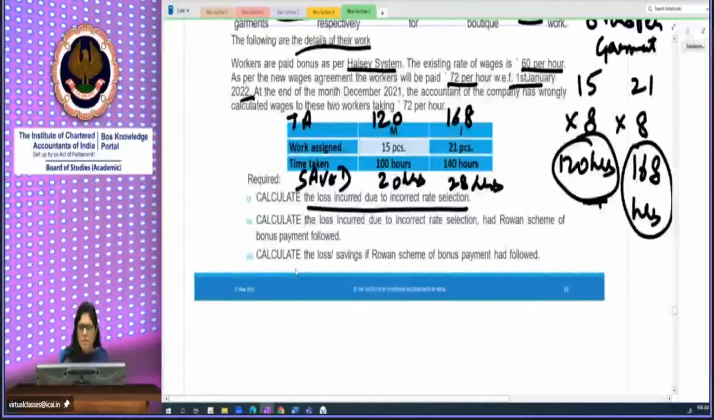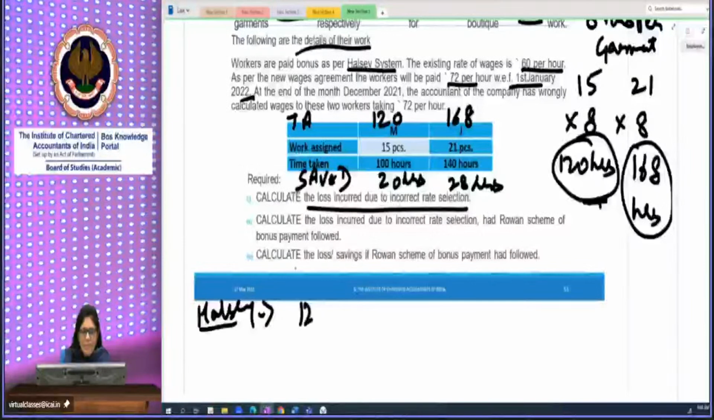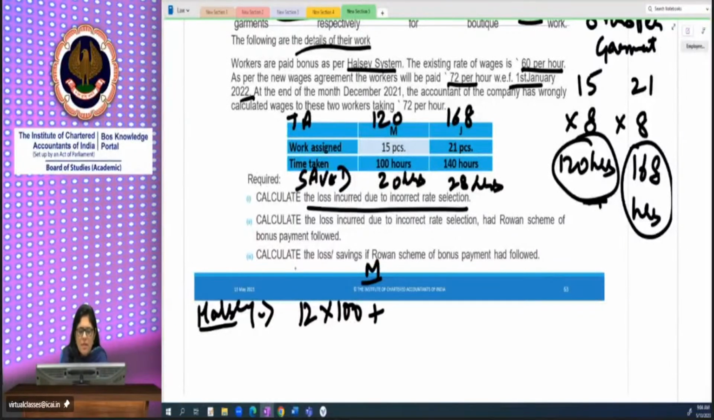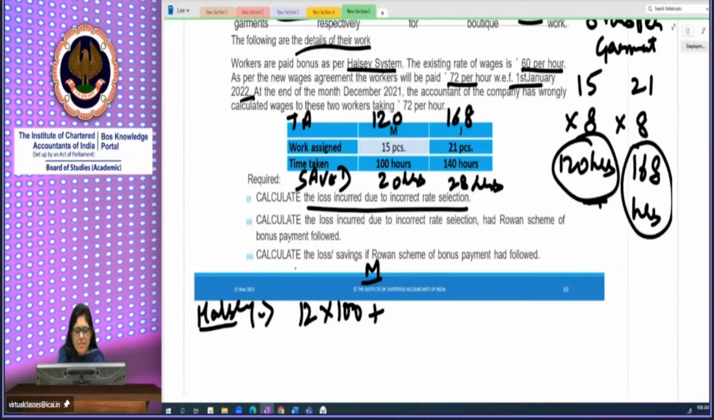I'm just forming this for you. So if I'm taking 12 per hour and we are using Halsey, if I'm taking incremental, 12 rupees he has charged here extra. 12 into time taken. Time taken is 100. I'm doing it for M first. Plus, we are following Halsey system. Halsey system is how much is time saved? 50% of time saved. Time saved is 20 into rate per hour is again 12. I'm taking the incremental part. Same way you can do for J.